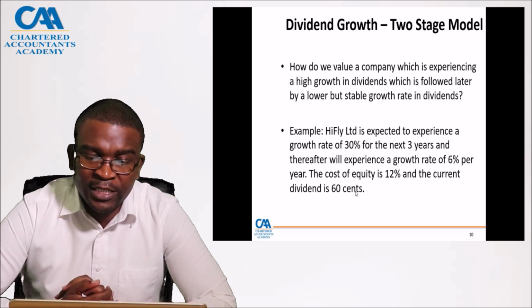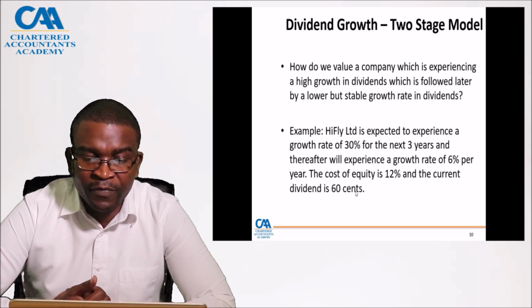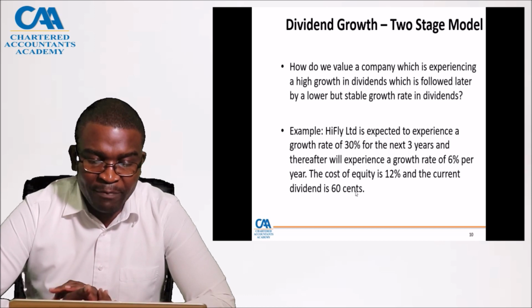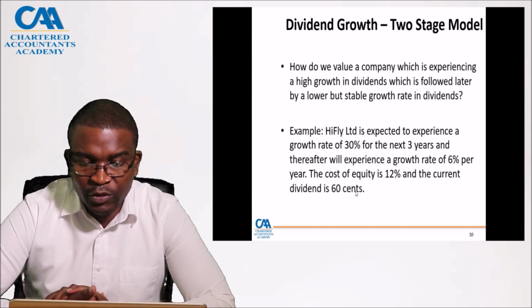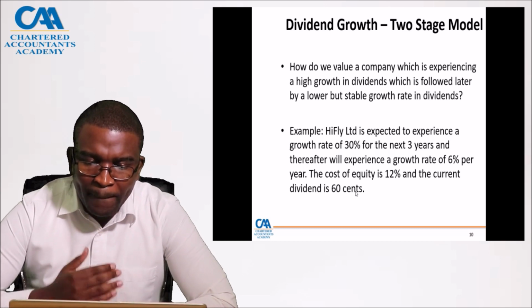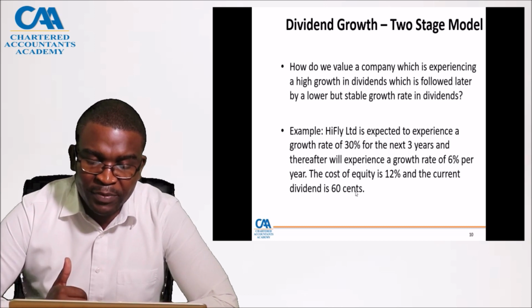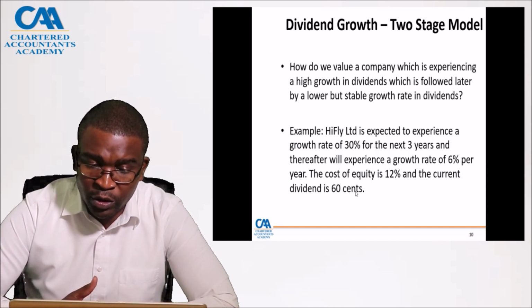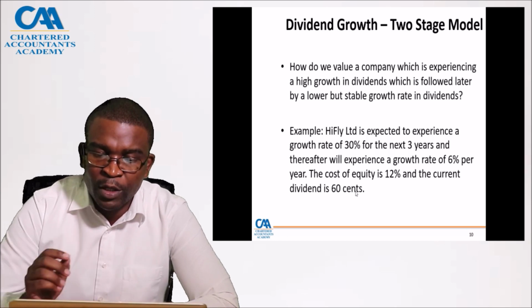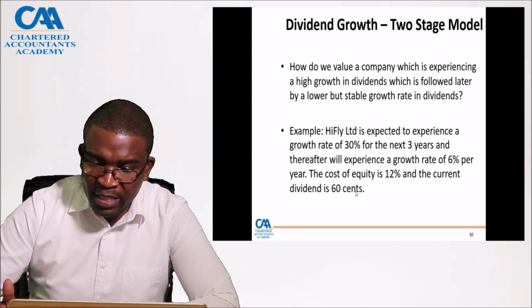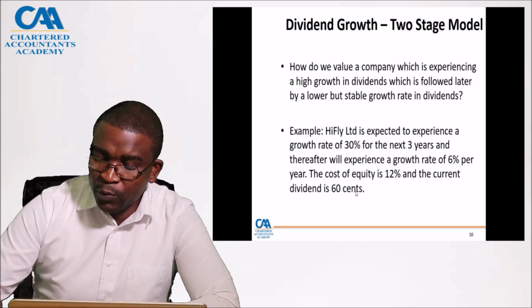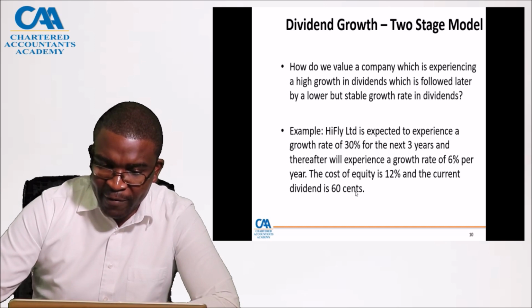Let's look at this example. Highfly Limited is expected to experience a growth of 30% for the next 3 years, and thereafter will experience a growth of 6% per year. Cost of equity 12%, and the current dividend is 60%. So remember, there's 30% and there's 6%. So we cannot apply the dividend growth model based on 30% because this is not going to be constant going forward. So it's only after year 3, where there is a constant growth in dividends, can we apply the dividend growth model.